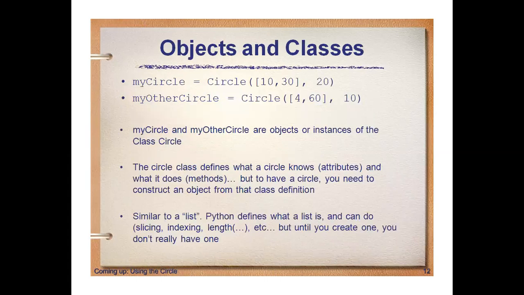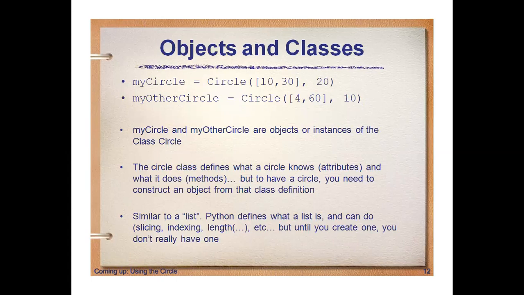Now once we have defined the classes, we are required to make objects out of them so that we can get a feel for how things work here. So myCircle is equal to Circle, passing the parameters. myOtherCircle is equal to Circle, passing the parameters. The question that should arise from your side is: what are myCircle and myOtherCircle? They are the objects, or instances, of class Circle, right?